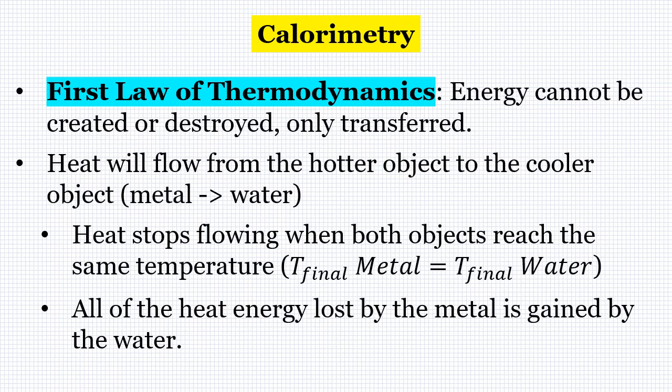In this lesson, we're going to look at calorimetry. Calorimetry is a tool that we use in chemistry. We can do quite a bit with this tool, and we're going to begin by looking at the first law of thermodynamics, which states energy cannot be created or destroyed, only transferred. That's very important. Heat's going to flow from the hotter object to the cooler object.